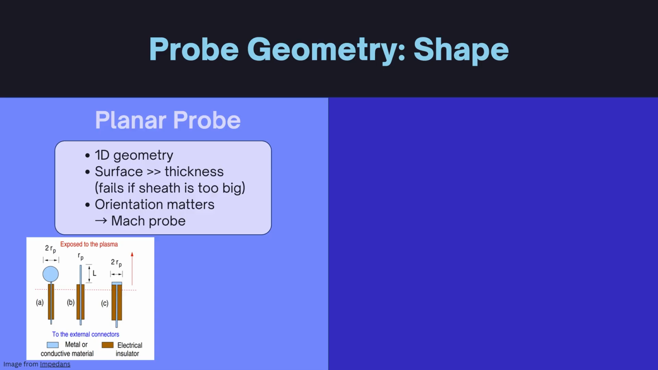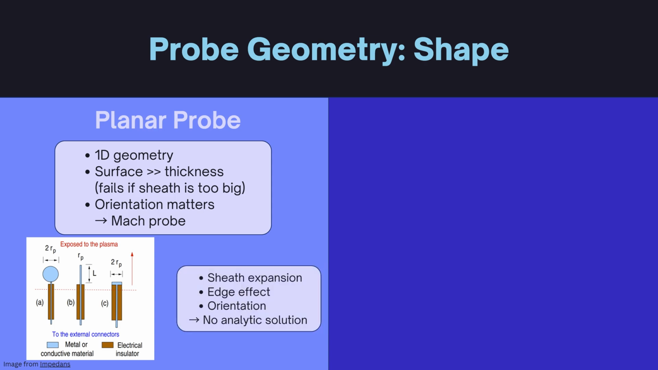However, this only works if the sheath is a thin layer tightly attached to the surface. Once the sheath expands significantly, edge effects appear, and no simple analytical solution exists. This is also why Mach probes can fail. Their readings depend strongly on the sheath's shape and size, not just on the plasma flow.